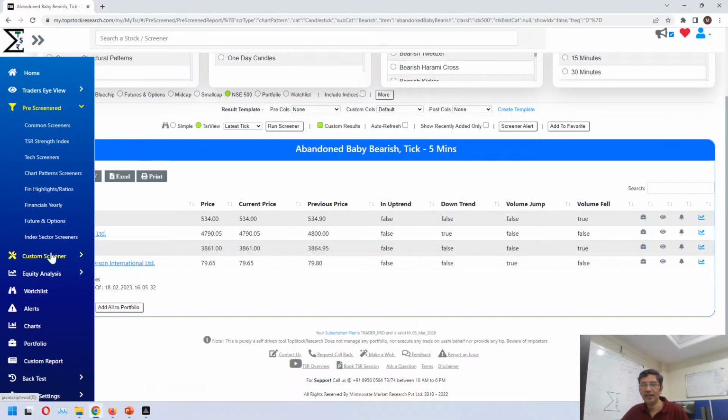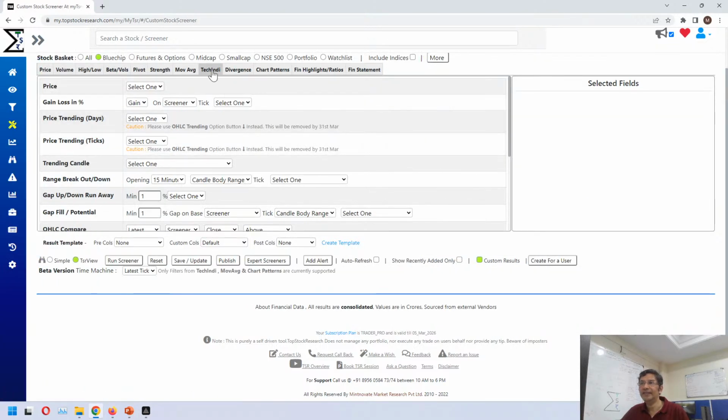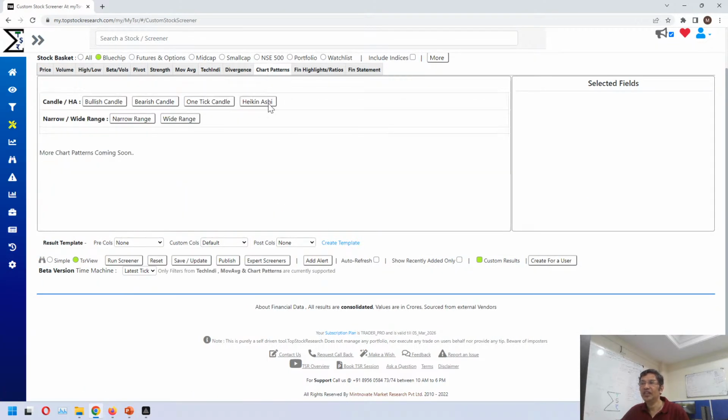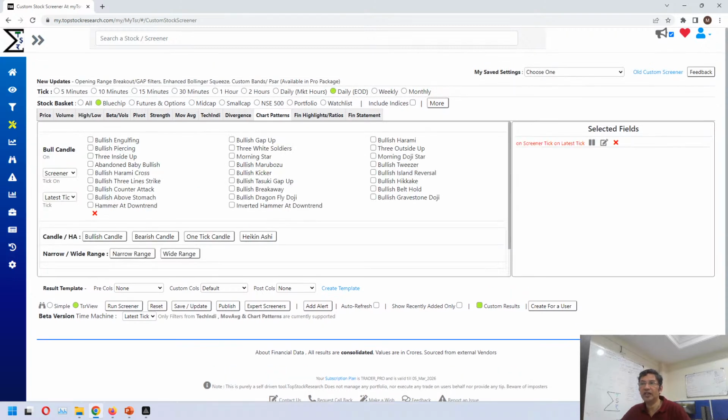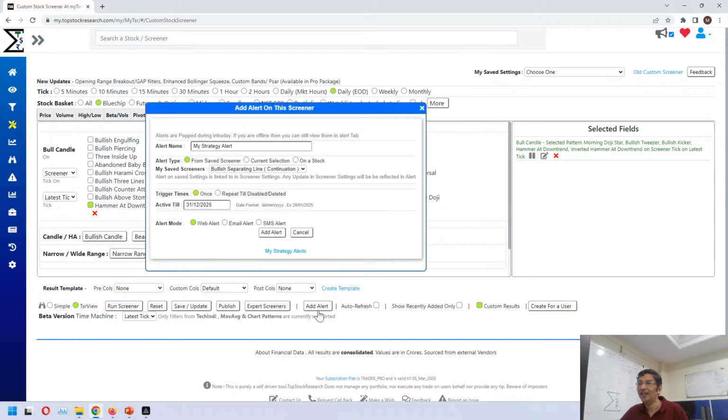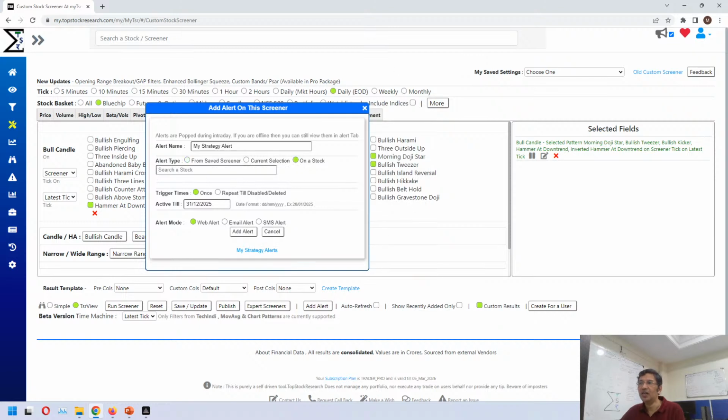Similarly, for alerts, you can mix certain indicators that we have just seen, a combination of those indicators, whatever you think is a good indicator. So hammer, inverted hammer at downtrend, then you have kicker, tweezer, right? All these patterns you are looking to form, morning doji star, right? If any of the patterns is formed, you can set an alert. You add an alert over here, you can set it on the screener, or if you want an alert on a particular stock, you can add this alert on the stock itself.